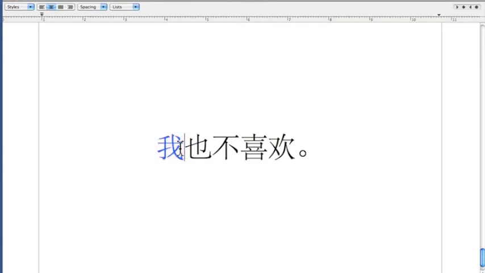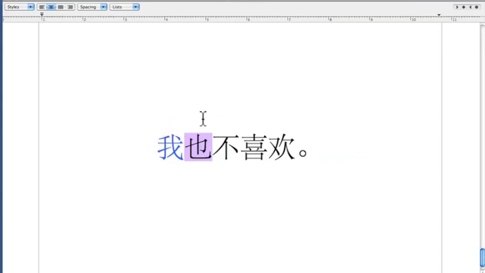Now here's a rule with any third tone character. 我 is a third tone character, meaning the tone dips. If a dipping tone character is followed by another dipping tone character, then that first dipping tone character changes to a rising tone character. So instead of 我, very low like that, it becomes 我. It's higher, it rises. And the 也 remains a dipping tone.